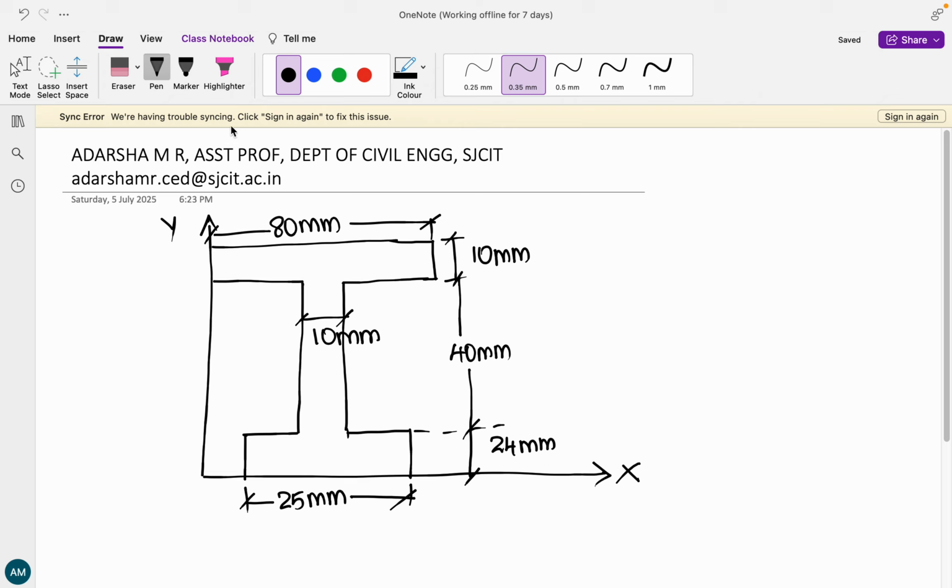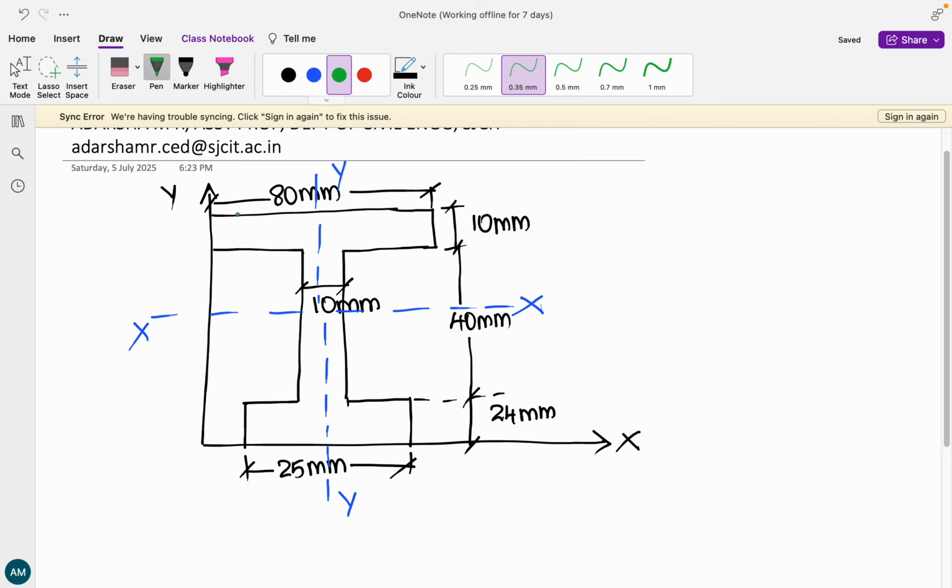In today's class, let us talk about this I section and how we are going to find out the centroid for this I section. Now, first, let us draw the centroidal axes. Somewhere over here, the x axis and y axis are going to cut this figure into two equal halves. Now, let us break them down into the known component sizes.